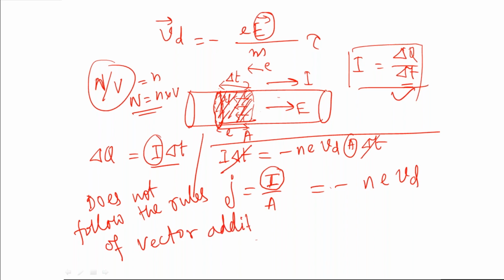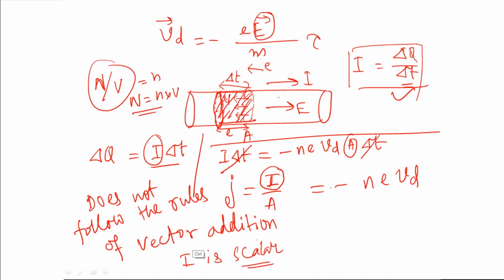That's why current is a scalar. Okay, that day I think there was some doubt among you. So this is why it is a scalar. Even though it has direction and magnitude, it is still a scalar quantity because it does not follow the rules of vector addition. That is why it is a scalar quantity.